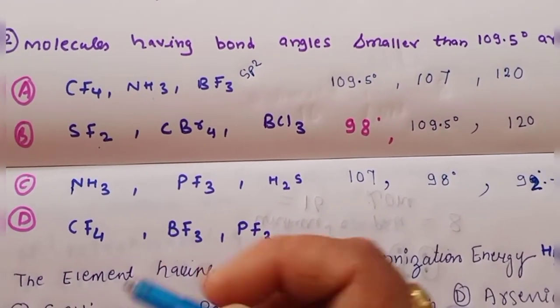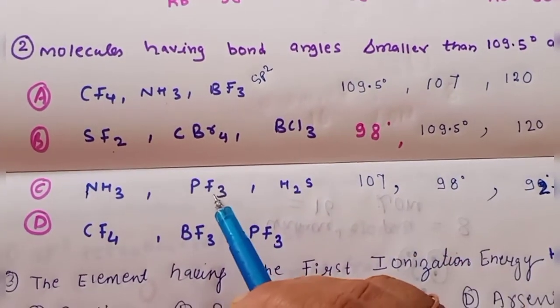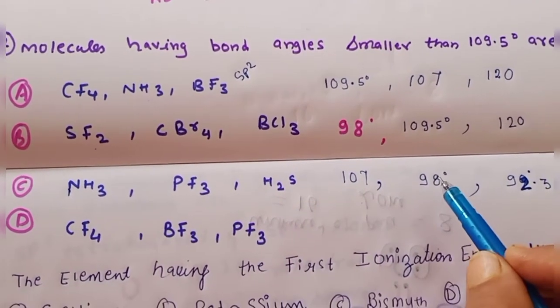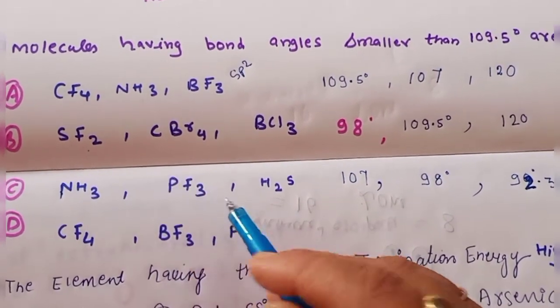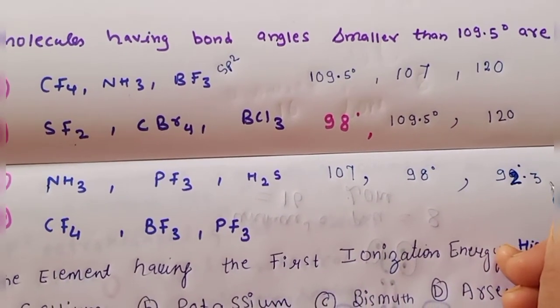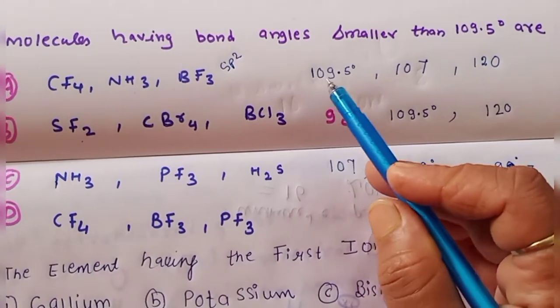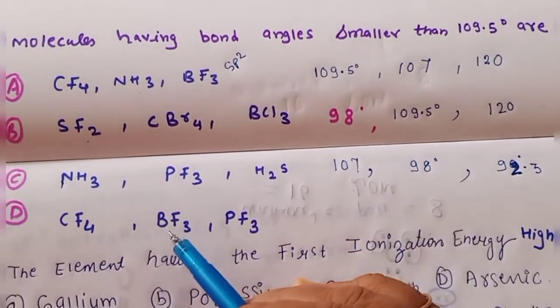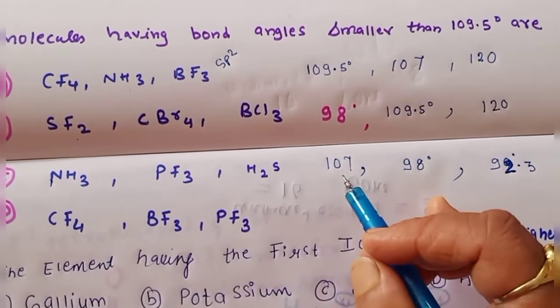Now NH3: the bond angle is 107. Then PF3 is 98. These are distorted because of the presence of lone pairs of electrons. H2S has a bond angle of 92.3. Next, CF4: you know the bond angle is 109.5. Then BF3 is 120, and PF3 has a bond angle of 98.